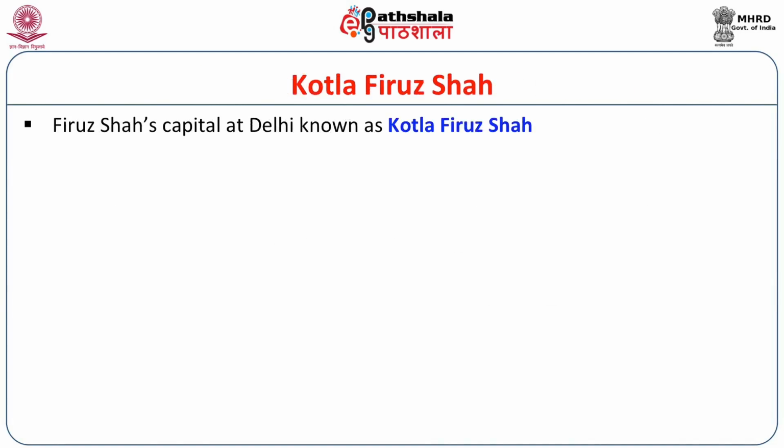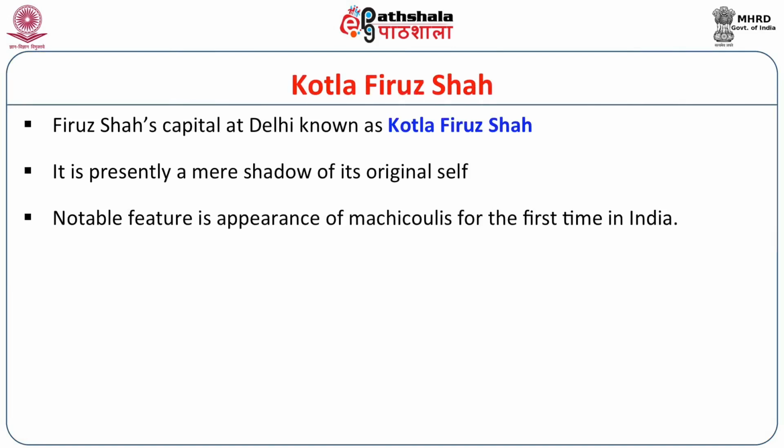Firoz Shah's capital at Delhi was known as Kotla Firoz Shah, another fort city in Delhi. It is presently a mere shadow of its original shape. The entire fort is almost in a ruinous state. A notable feature of this Kotla Firoz Shah is the appearance of machicolations, a system first introduced in India, which of course strengthened the security system of the forts of the Sultans of Delhi.